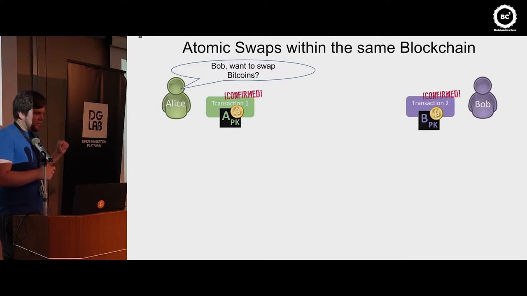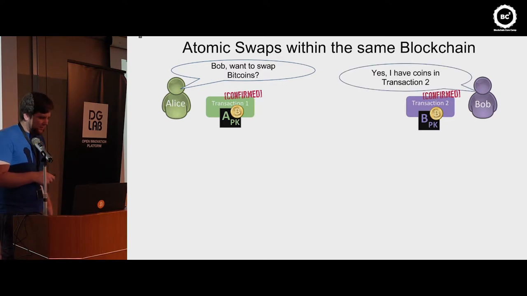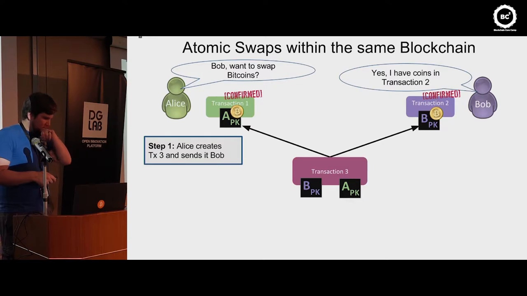So Alice asks Bob if he wants to swap the coins. Bob says yes and says that he has coins in transaction 2.